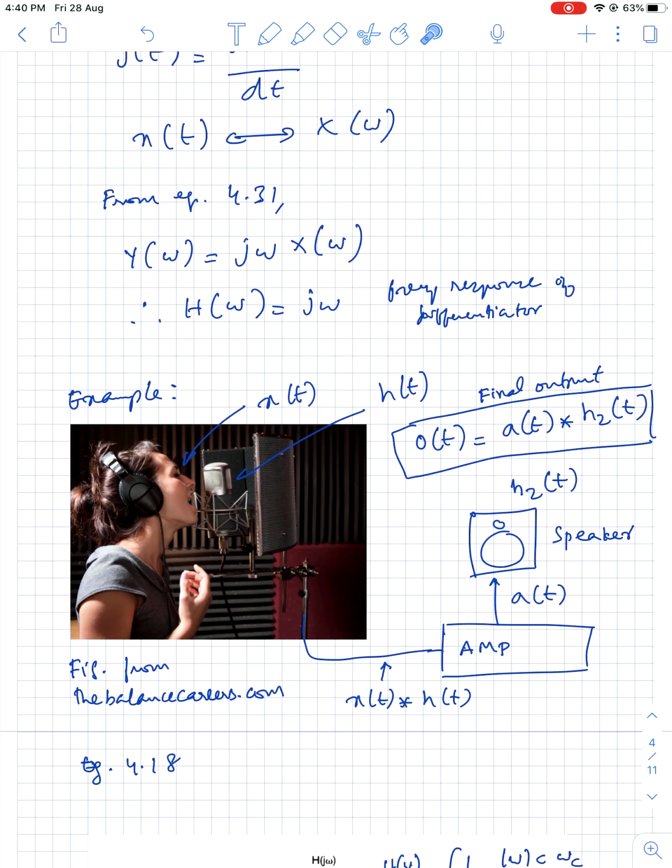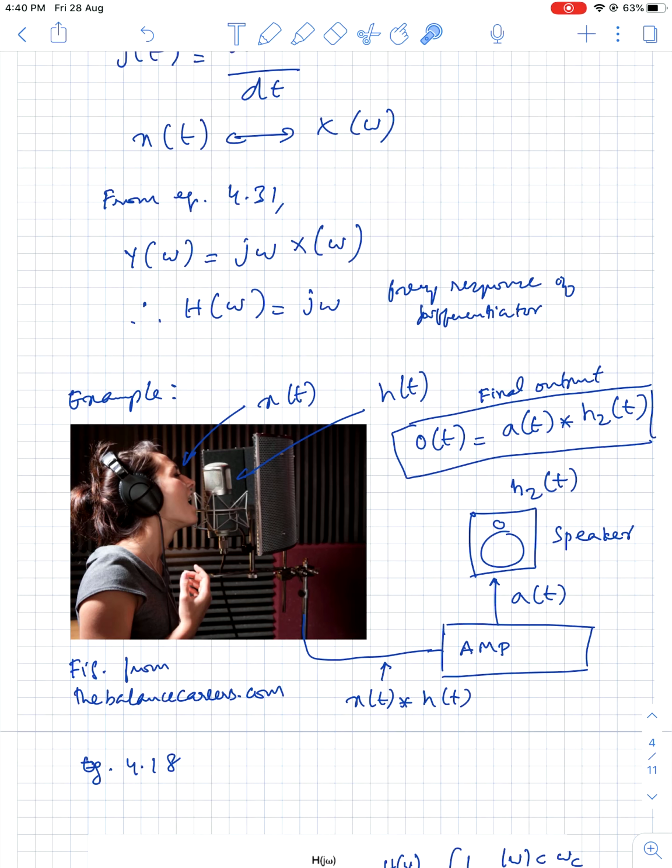So now the relationship between a of t and h2 of t is, again, we can assume that it is a convolution. So the final output is going to be a of t convolved with h2 of t. That is the output which comes out of the loudspeaker. Here we have modeled the operations by convolution, so that you can get a physical feel. So here we are convolving.